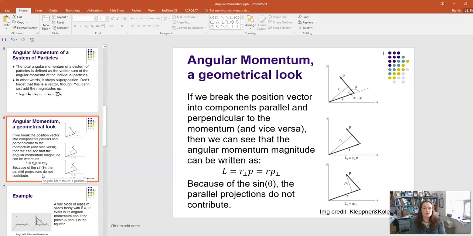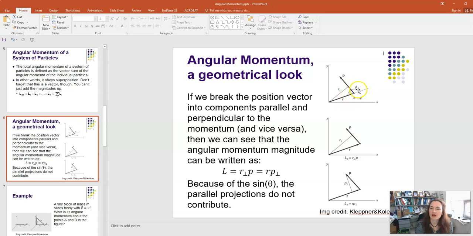Now, if we break our position vector into components that are parallel and perpendicular to the momentum vector, as shown in this picture that I borrowed from your textbook, Kleppner and Kolenkow, here we have a position vector R and a momentum vector P, and R and P are not perpendicular to one another. But we can break R into components that are parallel and perpendicular. The R perpendicular, the R perp, is shown here. If you work out the angles, the angle in between R and P is this angle phi given here, okay?